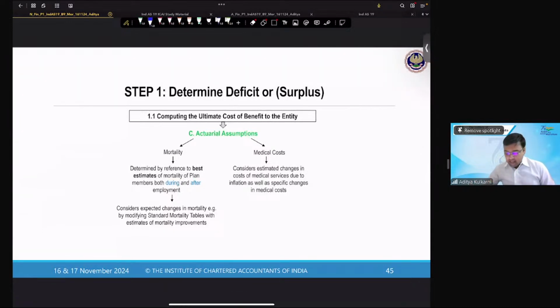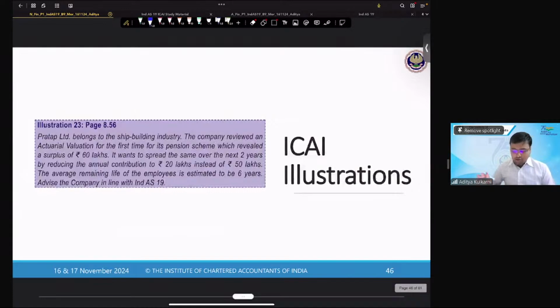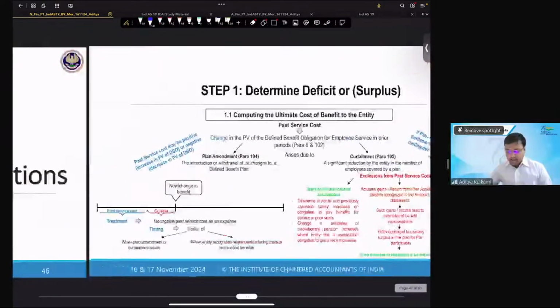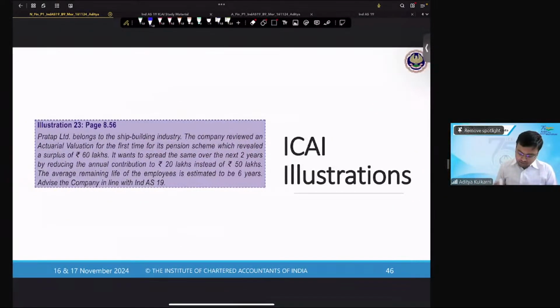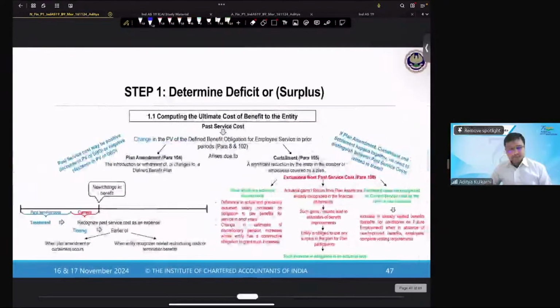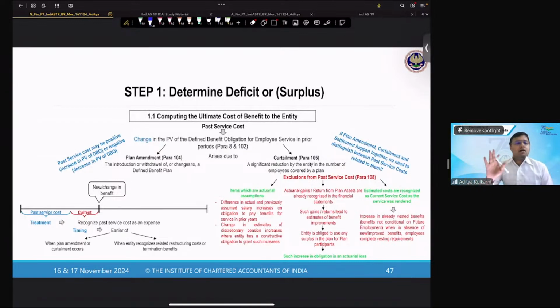Okay. Mortality and medical cost, I have already explained. Go through this for homework. Are we able to understand? Yes. Do this for homework, this question also. Okay. All right. Coming to the next part. Okay. So this is all related to service calculation of the ultimate cost of benefit.